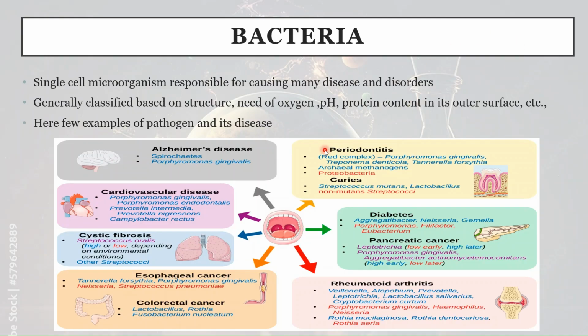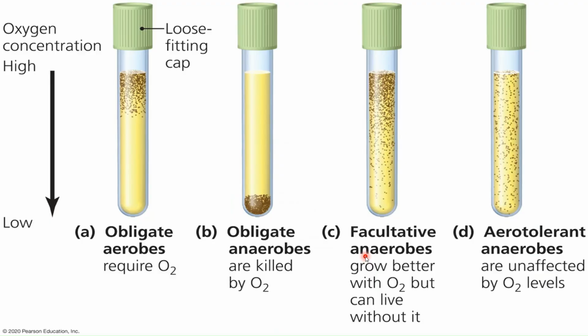Here I provided a few examples of bacteria. Suppose it is a cardiovascular disease, it may be because of Campylobacter rectus, and if it is on the surface of the skin, it may be because of Staphylococcus aureus. So different bacteria are involved in different diseases in the human body.